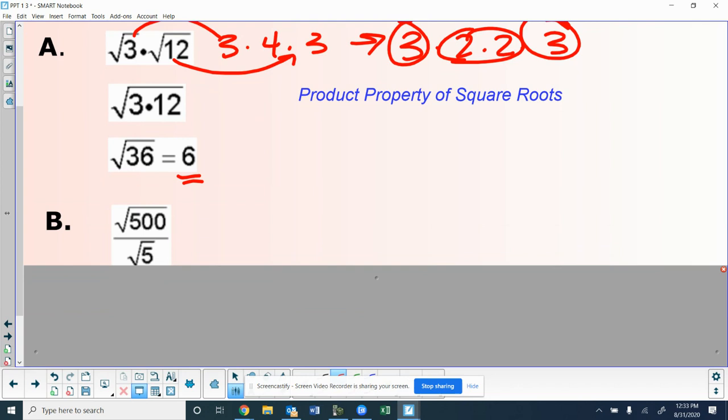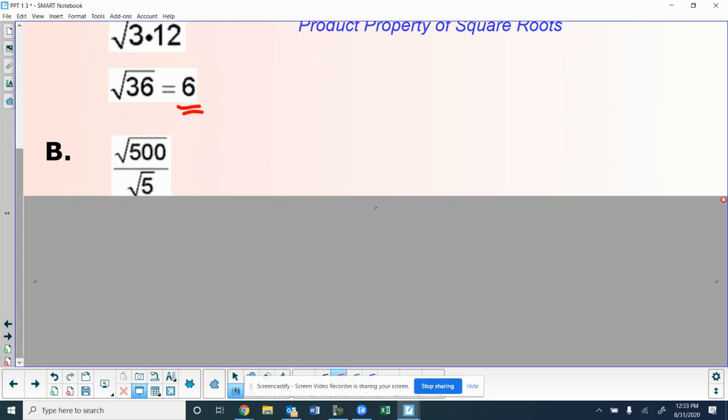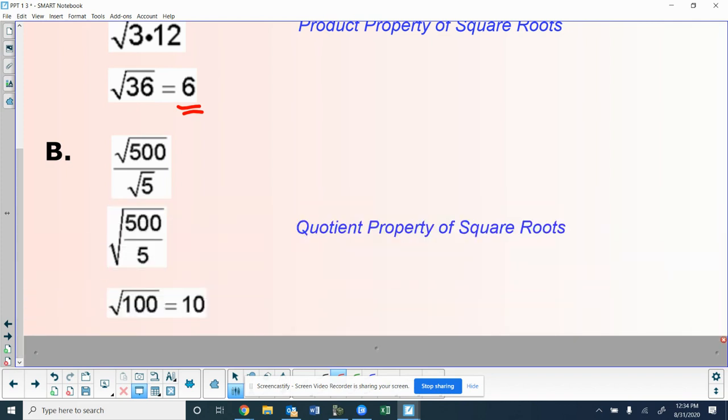Can I divide 5 into 500 because they're both under the radical sign? Yes. So what's 500 divided by 5? 100. That's nice. Why? It's another perfect square, right?